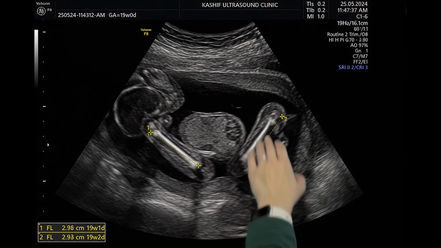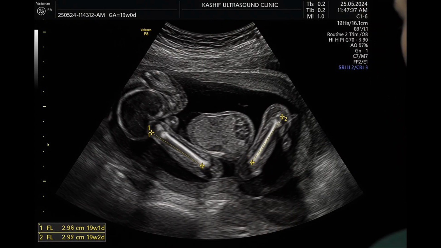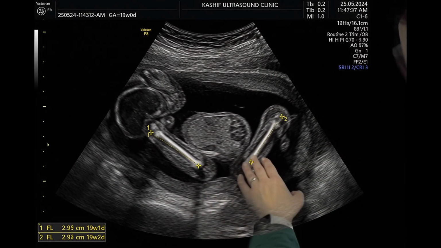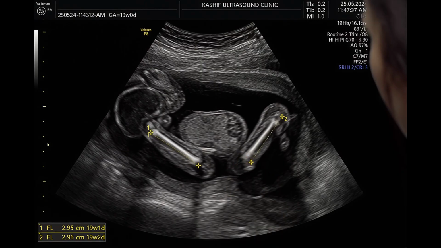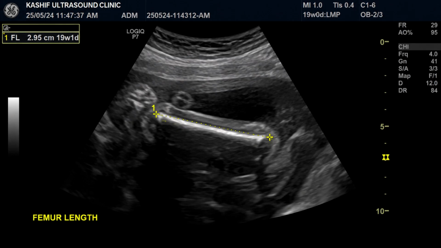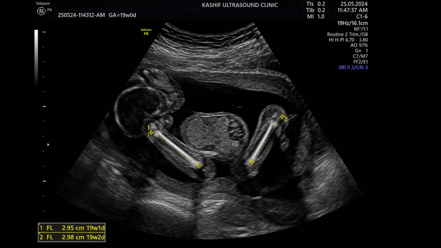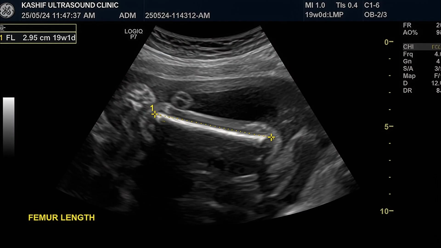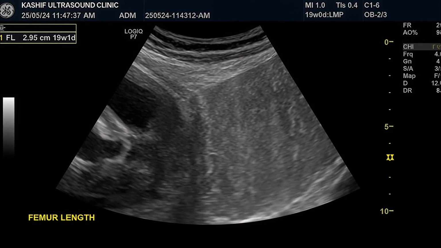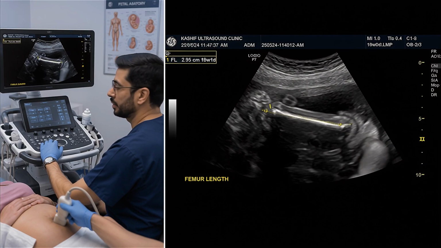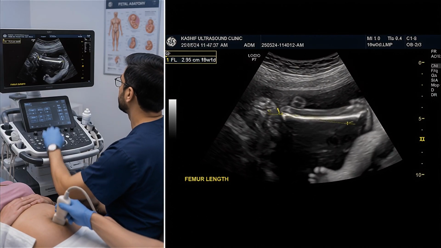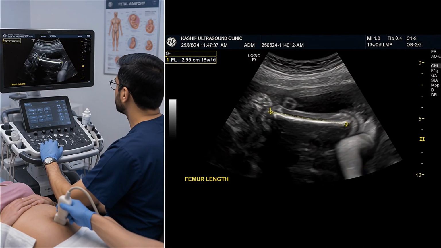Important rules. Always measure longest femur, straight femur, ossified shaft only. Avoid curved femur, oblique section, shadowed bone, foreshortened image. Why the longest femur? Because oblique imaging shortens the measurement. A short measurement may falsely suggest growth restriction, skeletal dysplasia, incorrect gestational age, normal growth pattern.